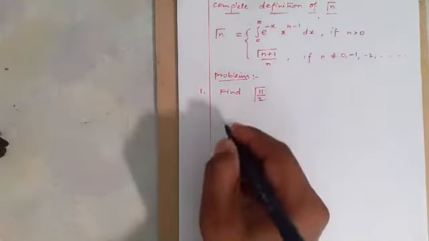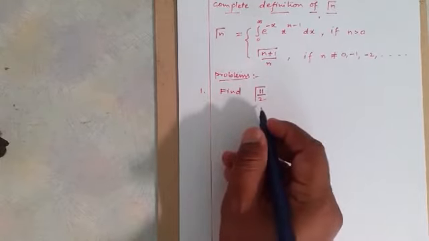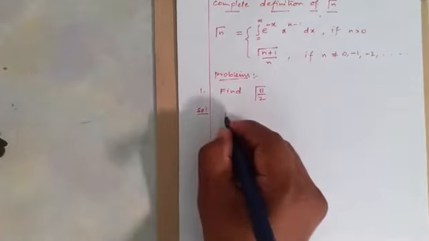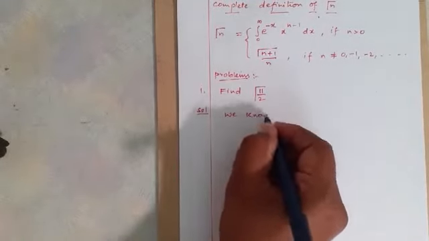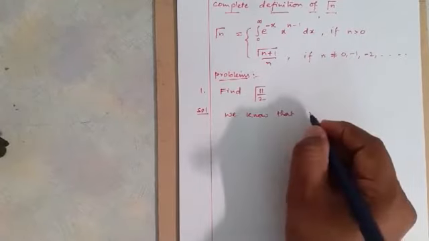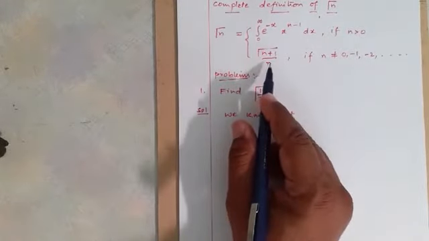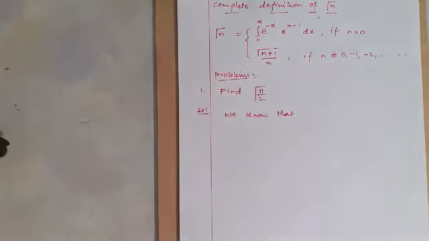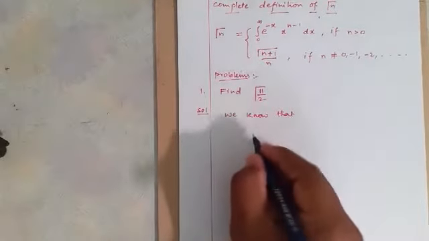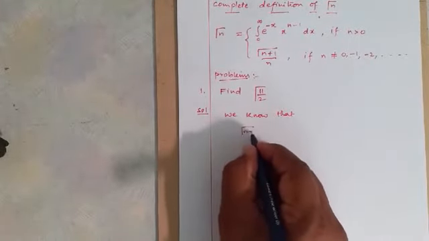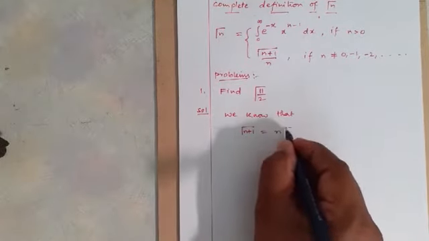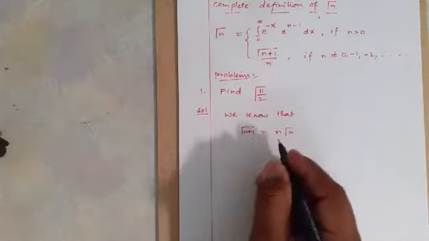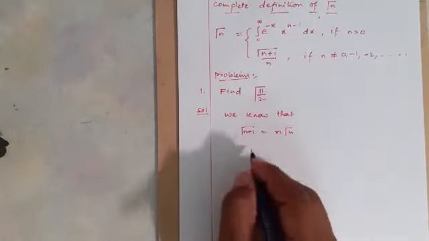No. Let us do this problem, that is, find gamma 11 by 2. Now let us write the solution. We know that I have just written here that gamma n is equal to gamma n plus 1 upon n. So from that definition I can write gamma n plus 1 is equal to n gamma n. Now let us substitute in this one and see.